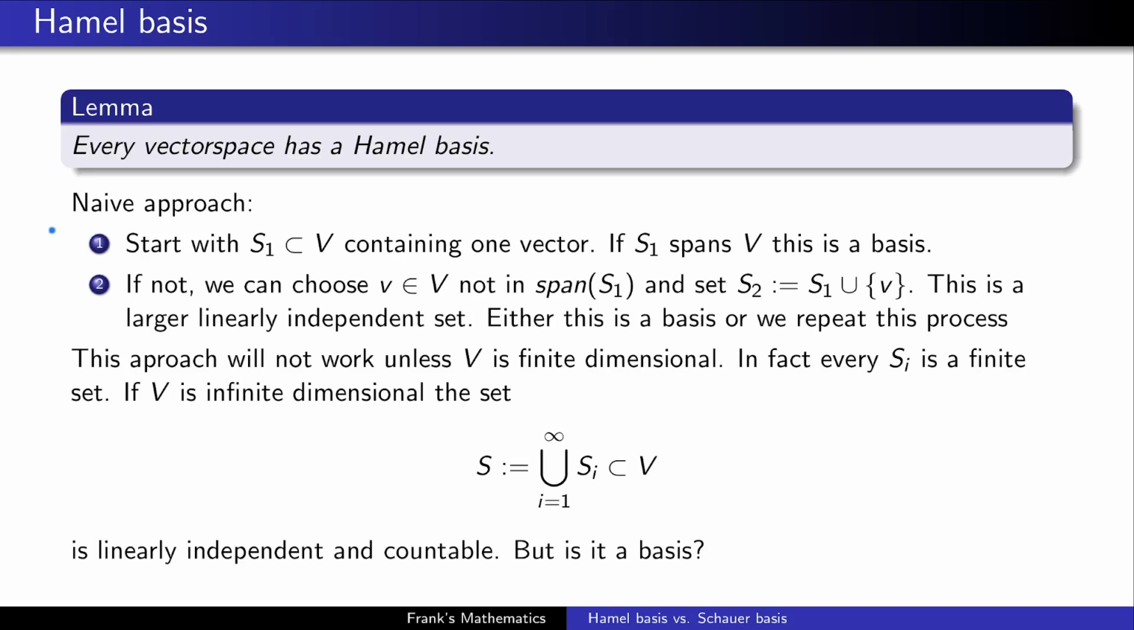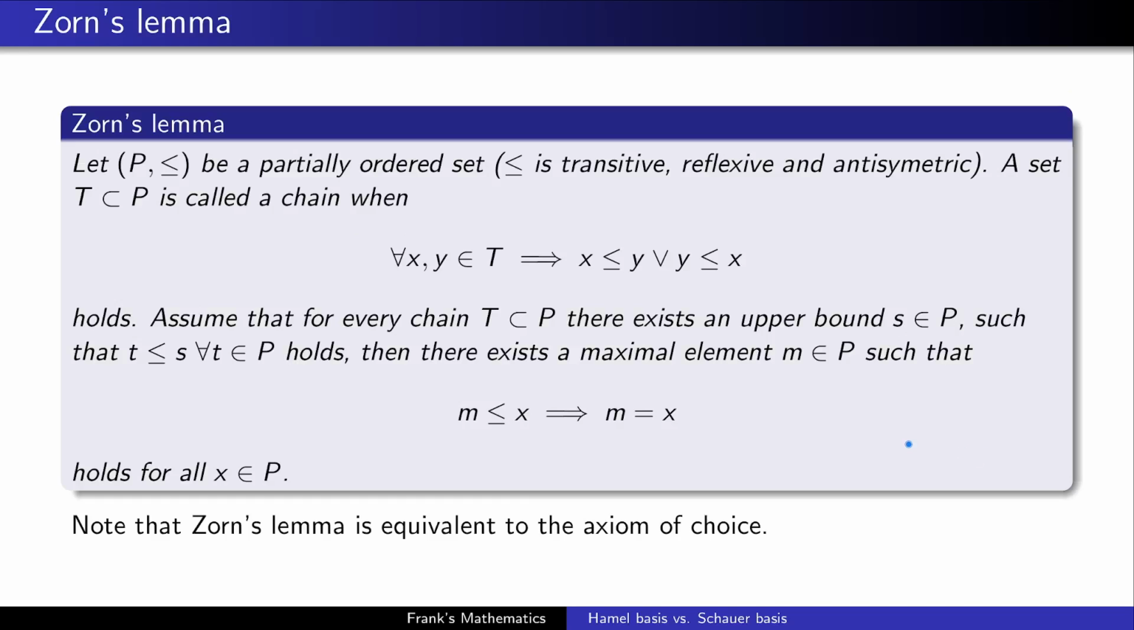Our naive approach, however, will not give a proof. This is not a proof at all because, well, there's nothing stated here. We need something stronger, I mean something really strong. We need Zorn's lemma. Zorn's lemma is equivalent to the axiom of choice, so this is a very deep lemma in fact. What does it say?